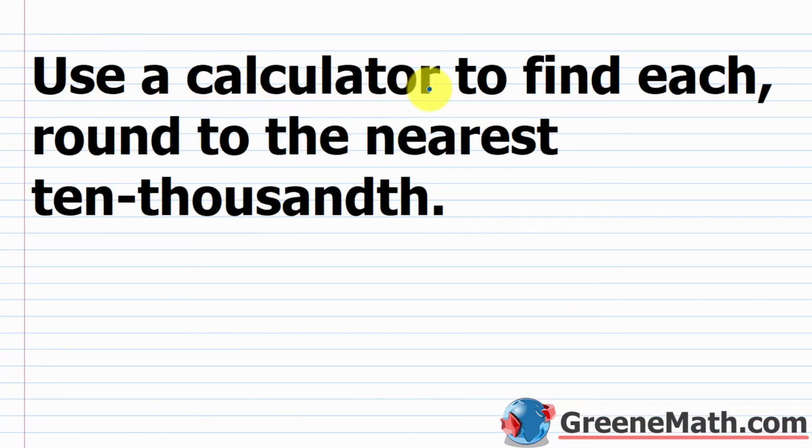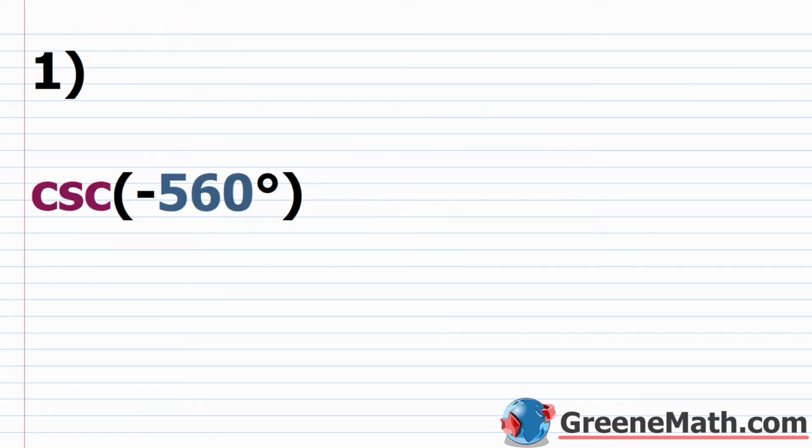We want to use a calculator to find each. We're going to round to the nearest 10,000th. So looking at the first problem, we have the cosecant of negative 560 degrees. So for a lot of you, you're using an online calculator, so you can just type this in directly and it's not an issue. But for others, you're using some sort of calculator and there's no cosecant button. So in that particular case, you need to use your reciprocal identity, where basically you say that the cosecant of theta is equal to 1 over your sine of theta.